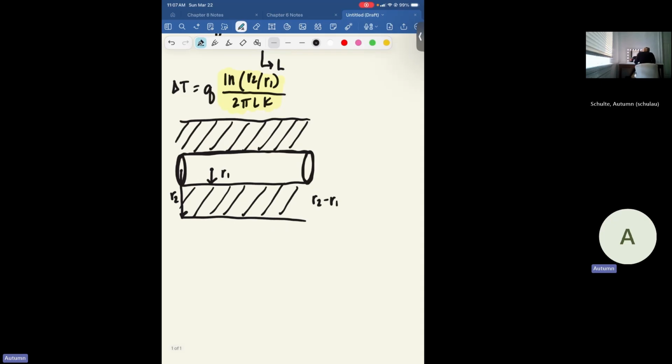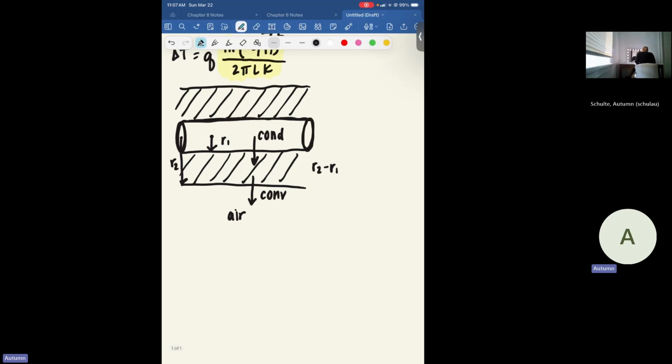There's also going to be heat flow through here. There's going to be conductive heat loss from the pipe to the insulation. So that's going to be heat loss via conduction. And then from the insulation to the air, we're going to have heat loss via convection.